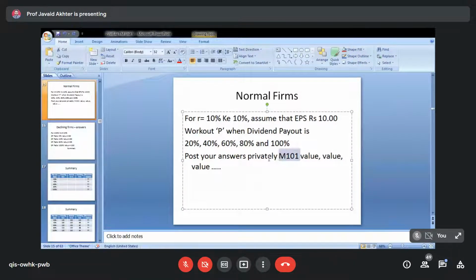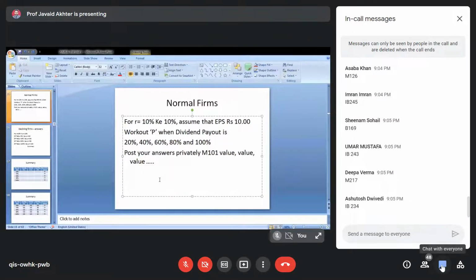Once it is posted, we will start our discussion. Normal firms. So this will be your third posting. For the normal firm, K is equal to 10% and R also is 10%. What will be the value of P at varying payout ratios? Yes, Shariat has posted. Let there be one or two more postings. In fact, each one of you is supposed to post.